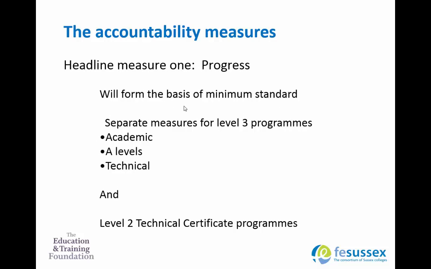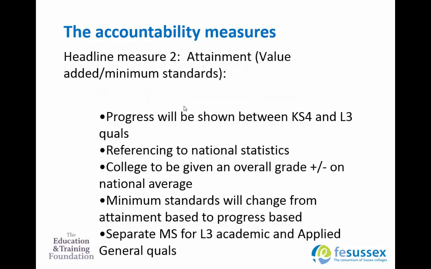So the first headline measure is progress. It's going to form the basis of the first minimum standard, with separate measures for the academic A level and technical, as I just said. And if we look at this now, this is where we start to see some difference. Firstly, the progress a student makes between coming in with Key Stage 4 qualification, which one assumed is a GCSE, and attaining a level 3 qualification at the end of their programme. That is one measure that will be used.